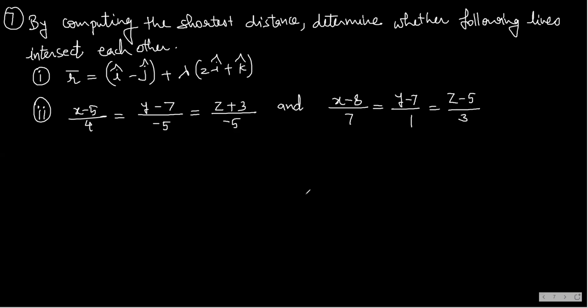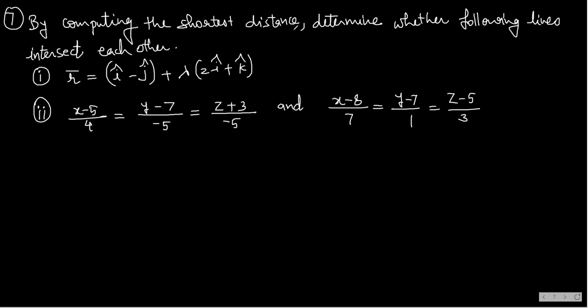So here we have another question, that is number 7, which is put in this way. It says, by computing the shortest distance, determine whether the following lines intersect each other. You have to determine whether these lines intersect each other.